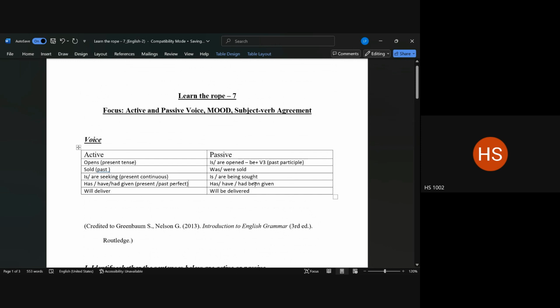Been plus V3, right? Has, have, had, been plus the V3 form. And then you have the last one, which is the future form, simple future, right? That changes to will be delivered.